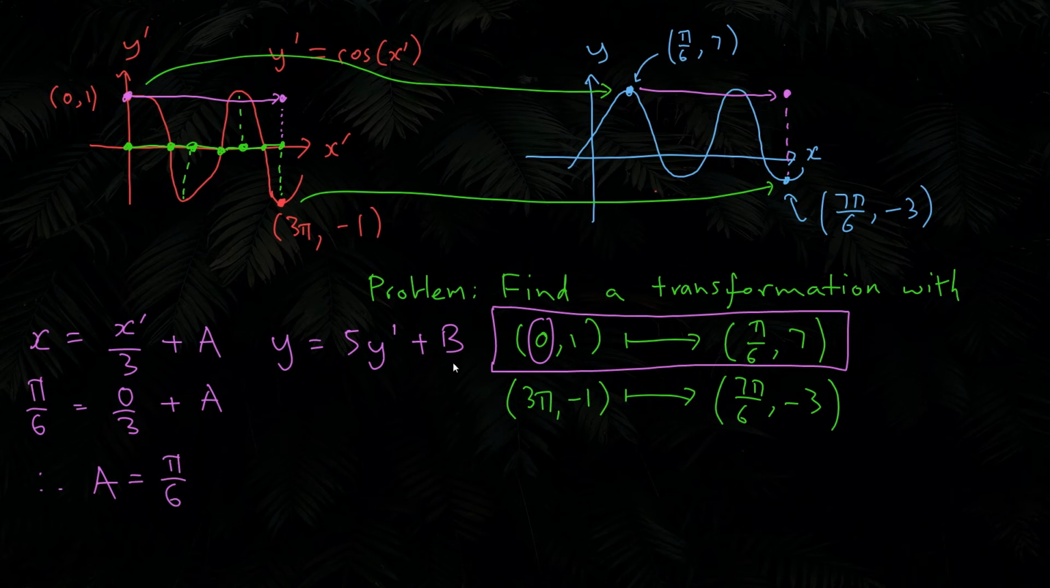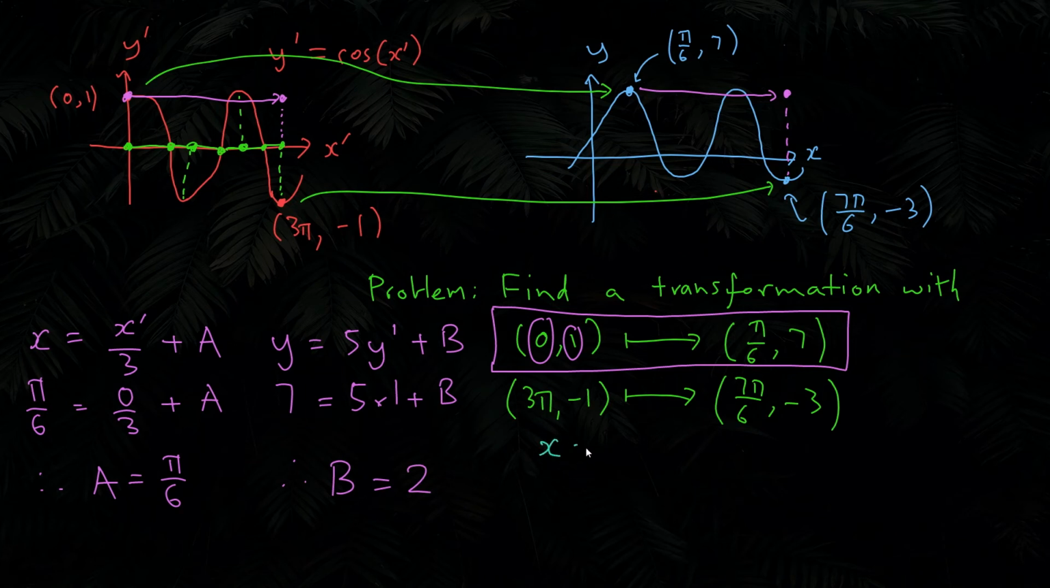So finding B is obviously very similar. Again, we can choose either row. I'll use the same row here. Once again, because 1 is just a bit simpler than -1. So we know 1 needs to turn into 7. So I'll put 7 here. 7 equals 5 times 1 plus B. And therefore, we conclude that B must be 2. And therefore, we've solved this problem.